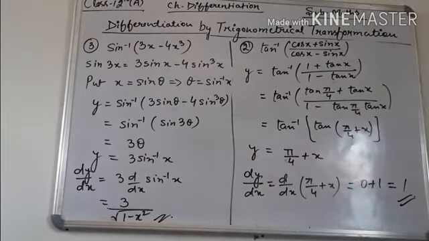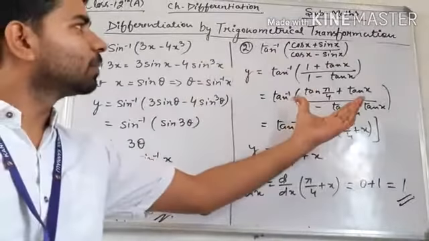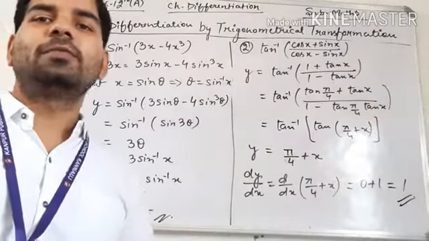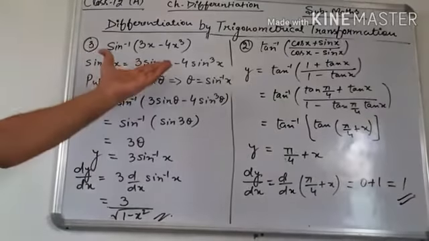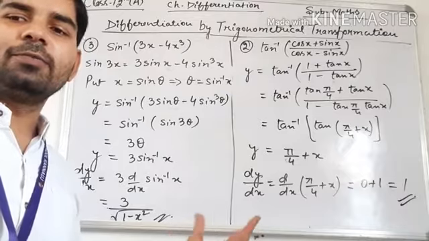So in this way, by substituting some values, by transforming the trigonometric functions, we can make the function simple and differentiate it in an easy way.